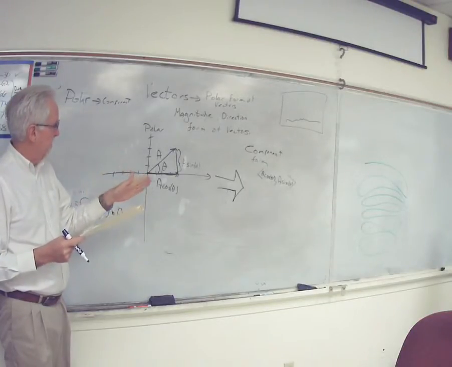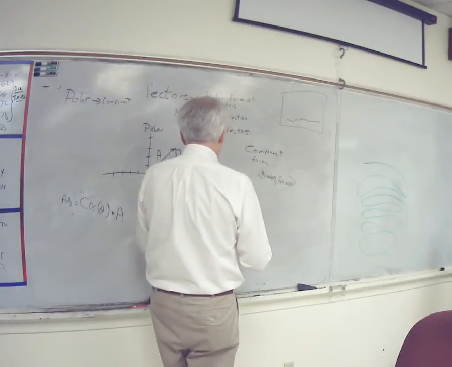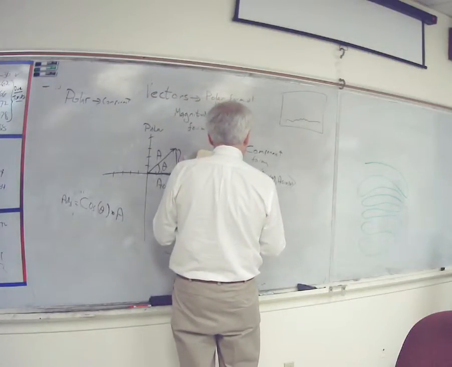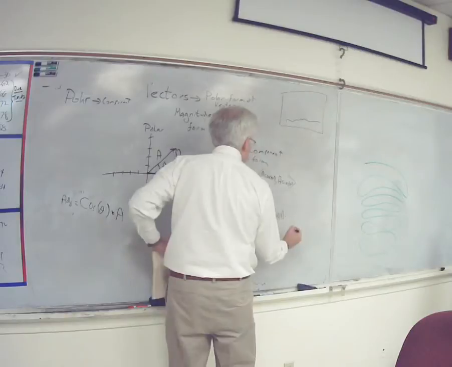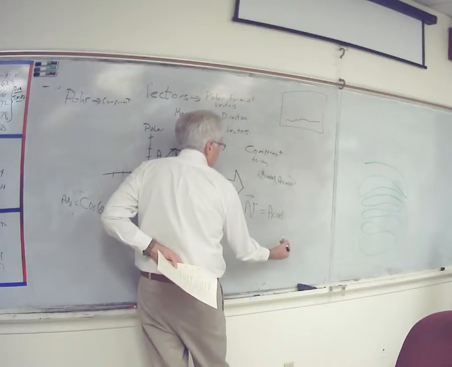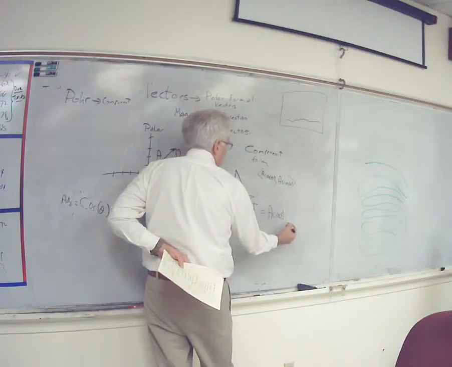The first term is A cosine theta. The second term is A sine theta. And then if you wanted to write it in unit vector form, you could say V is equal to A cosine theta times what? A cosine theta times the hypotenuse.